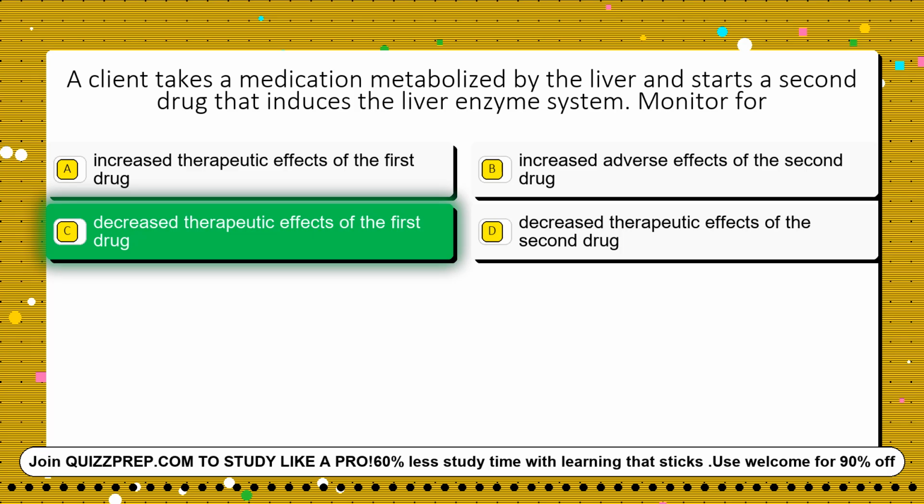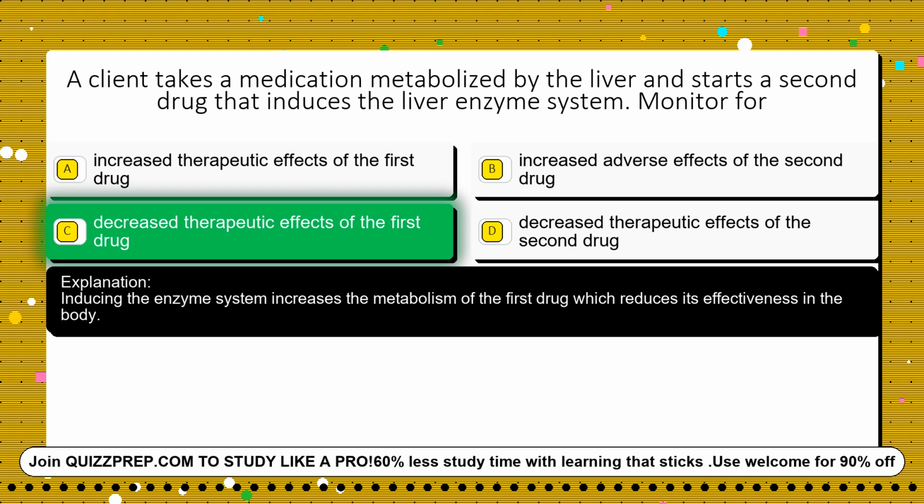The correct answer is option C, decreased therapeutic effects of the first drug. Inducing the enzyme system increases the metabolism of the first drug, which reduces its effectiveness in the body.